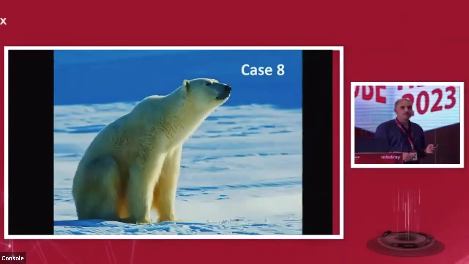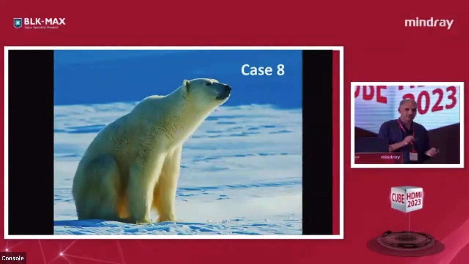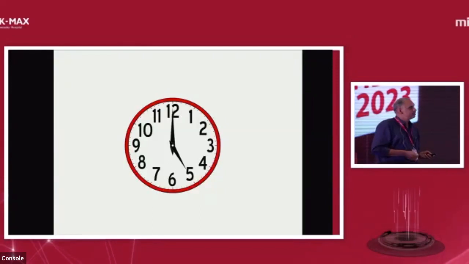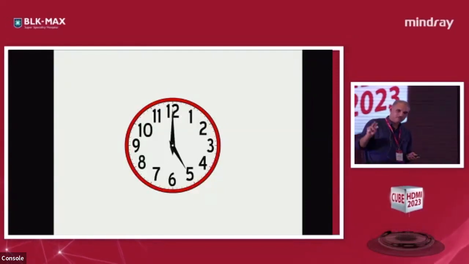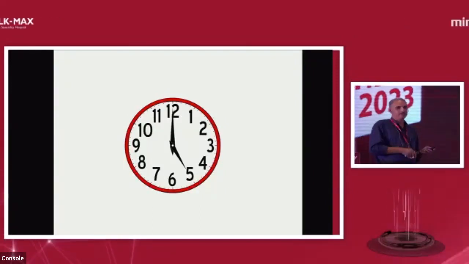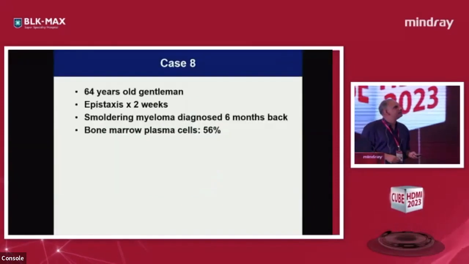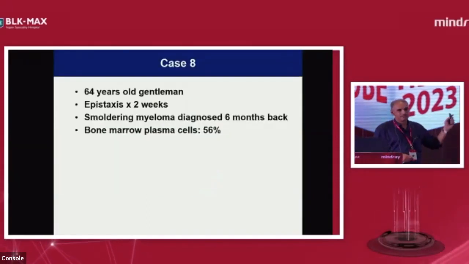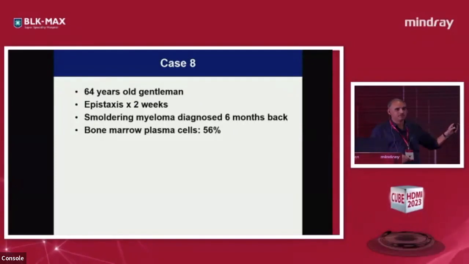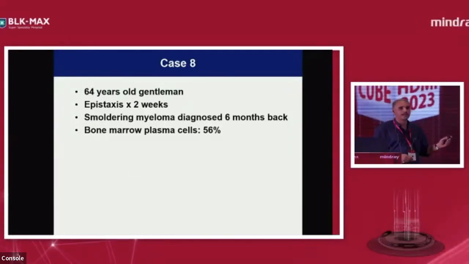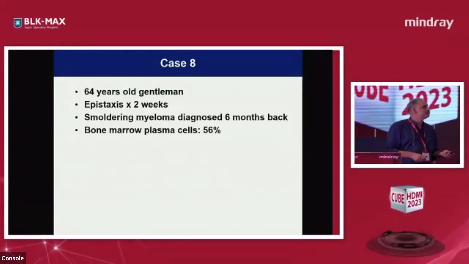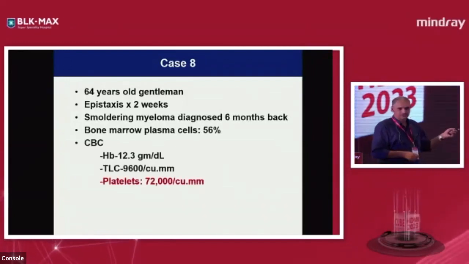Case 8, I call this my 5 o'clock case, and it's a true story. So, 5 o'clock, tired, warm, hot season, my last slide to see that day. We had a gentleman with epistaxis for 2 weeks. He had smoldering myeloma, plasma cells were around 60%, but no CRAB features. He was on follow-up for some time. So that day his CBC was this.